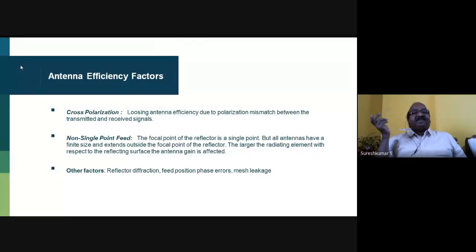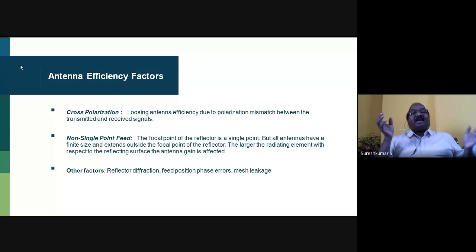Then the polarization you are receiving should match the incoming polarization. And the other thing is that at low frequency, in a parabolic dish, the point of focus will normally be a point at the prime focus, but at meter wavelengths they are not a point, they are a little larger feed.